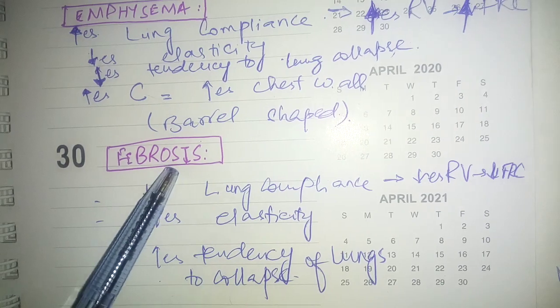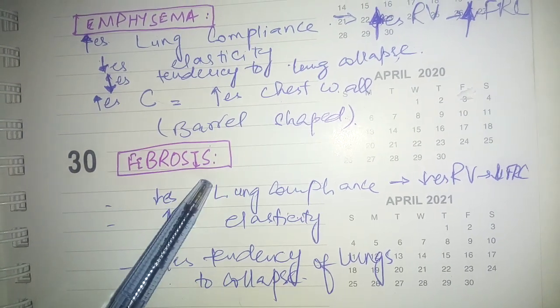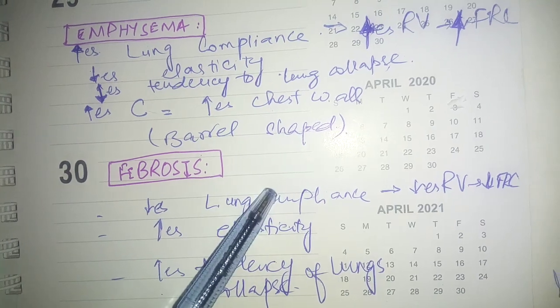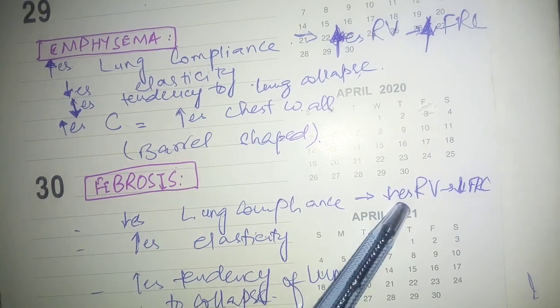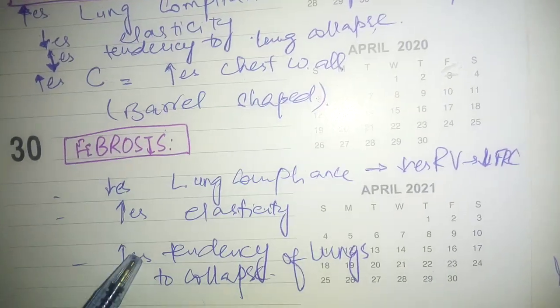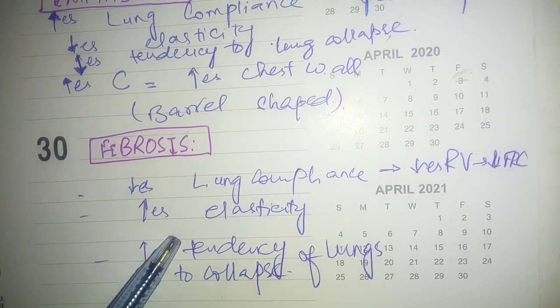Now what happens in fibrosis? There is increased elasticity, and that increased elasticity leads to decreased lung compliance. That means decreased residual volume. That leads to decreased functional residual capacity. That means there is increased tendency of lungs to collapse.